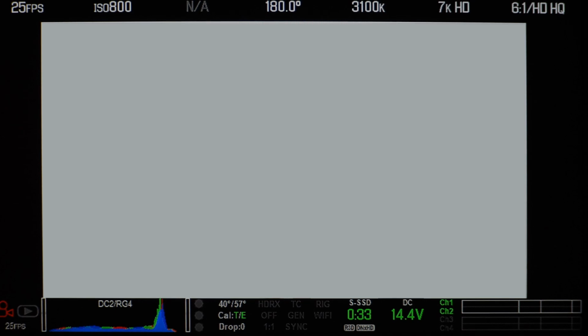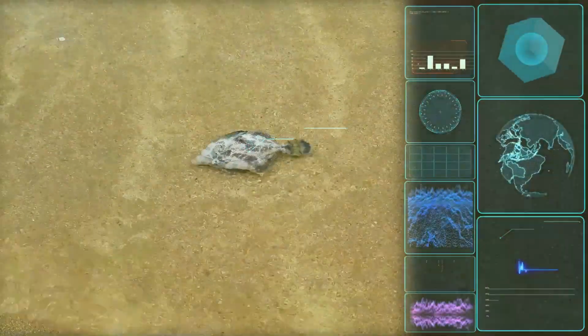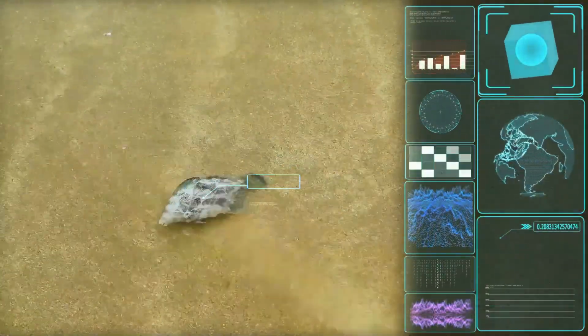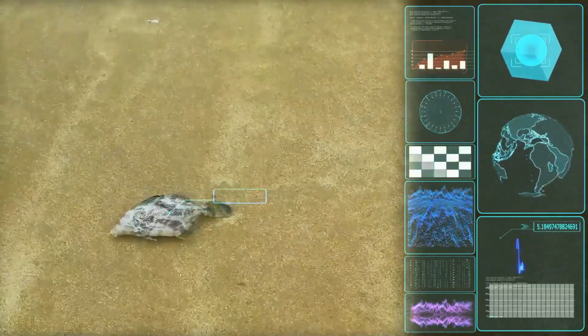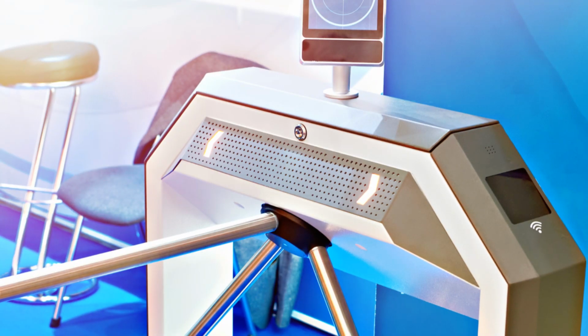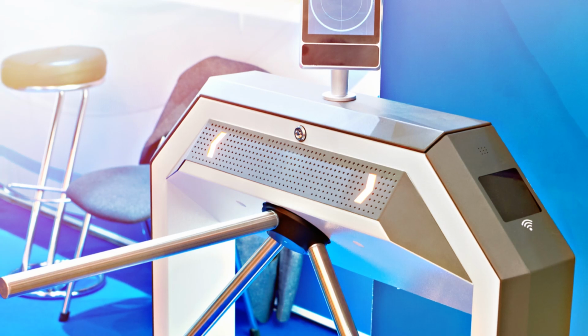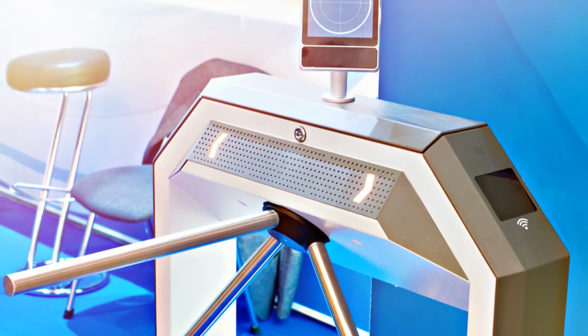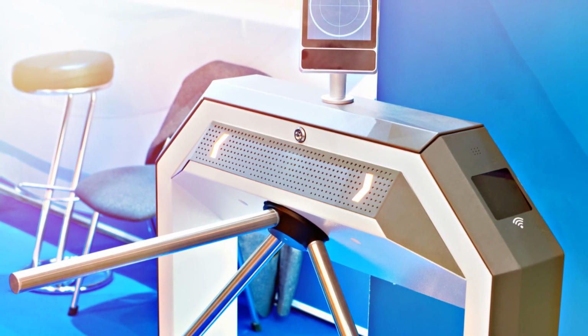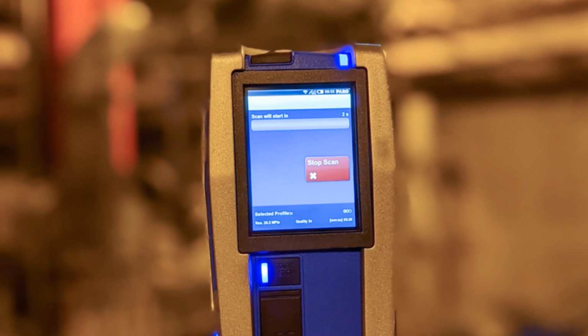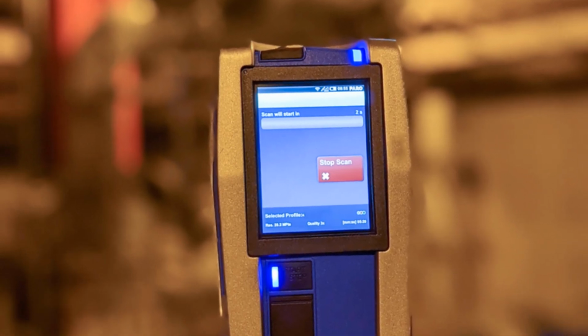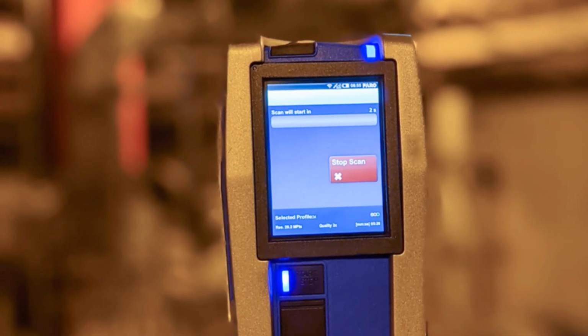Next, we have video and image processing. Cameras equipped with advanced algorithms can analyze visual data to detect human shapes and movements. This technology is increasingly used in security systems and smart home applications, enabling features such as facial recognition and behavior analysis. Lastly, LiDAR sensors. LiDAR systems use laser beams to create detailed three-dimensional maps of the environment. They can precisely detect human movement and position, making them valuable in autonomous vehicles and robotics.